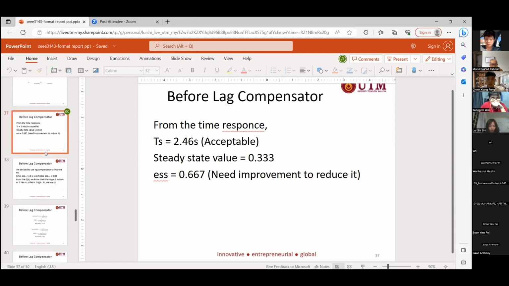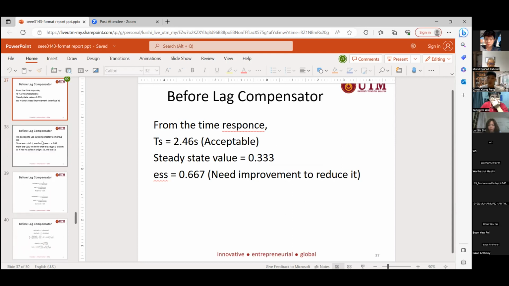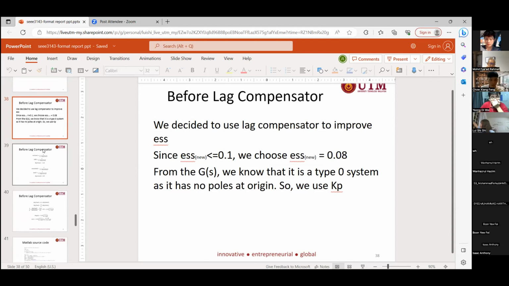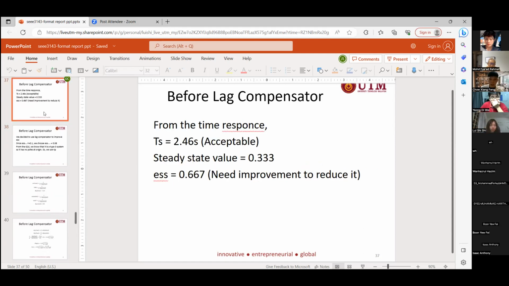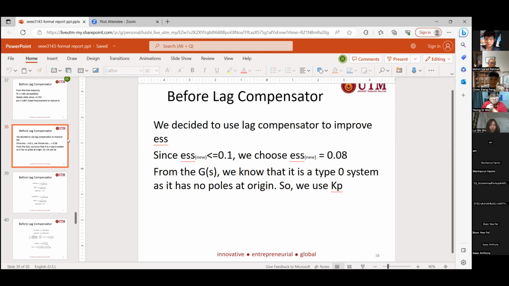From the time response, we found that TS is 2.46, which is acceptable for our question, but the ESS is 0.667, so we need to make some improvement to reduce it. Sorry, there was a wrong spelling in the slide.